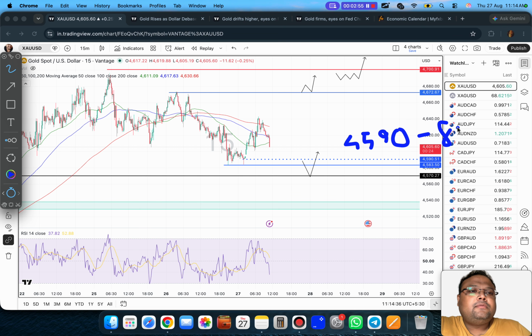4585 is the first level. The dotted line you see here is the first zone where you can look for a buy position. Why? Because we should not forget that though the market hit the low of 4583.82, still the market respected 4600. 4600 is a psychological support. So 4590.85 is still there in the market.